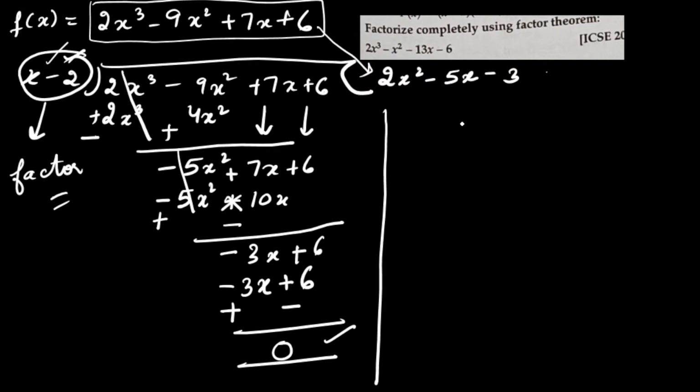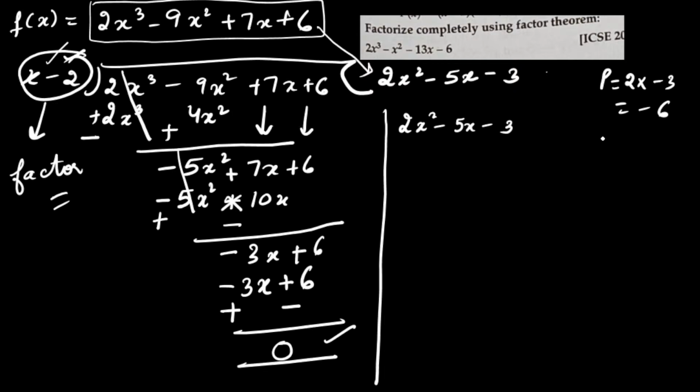Now this quadratic polynomial we will further factorize by splitting the middle term. So 2x square minus 5x minus 3. For that, first of all, we'll write the product of the first and last term. First is 2, 2 into minus 3 is minus 6. Negative 6 is the product.